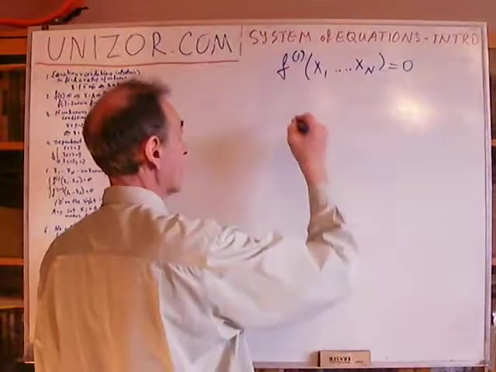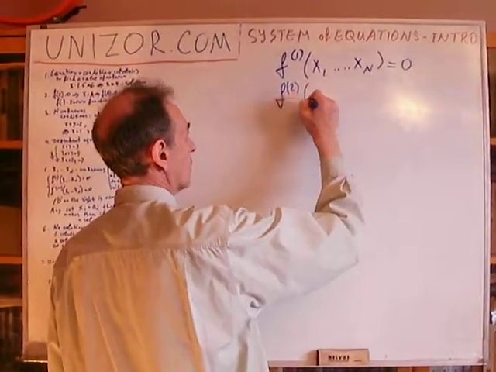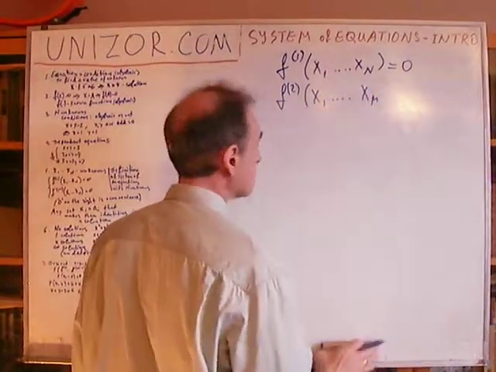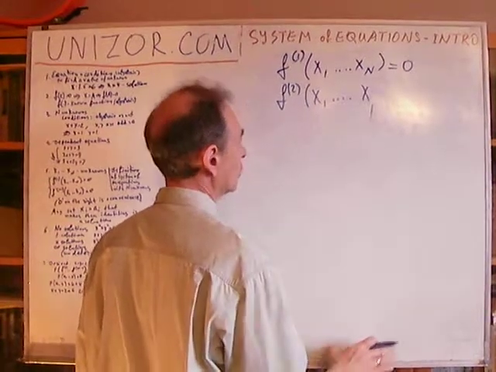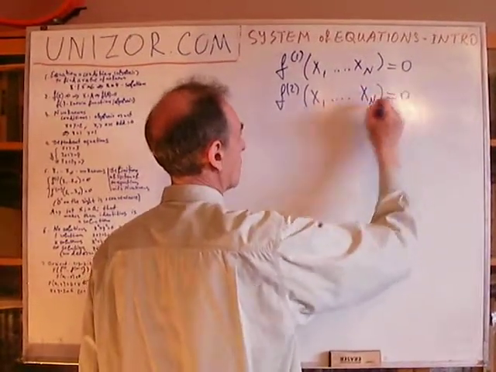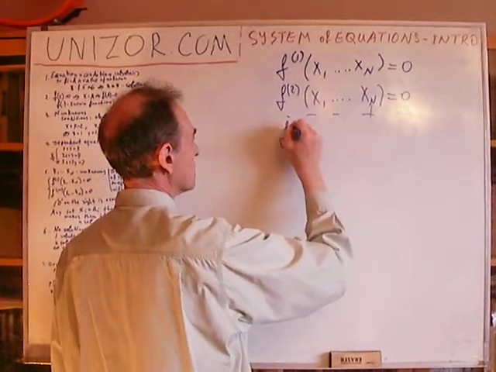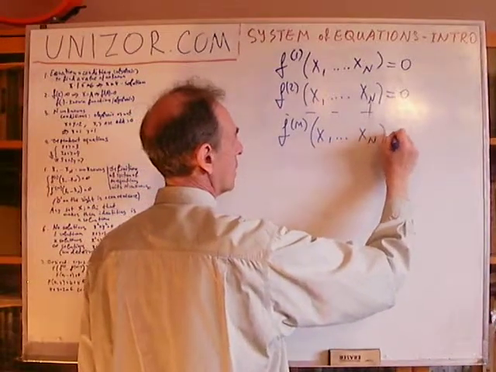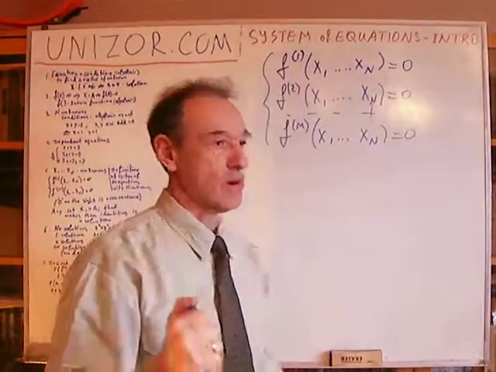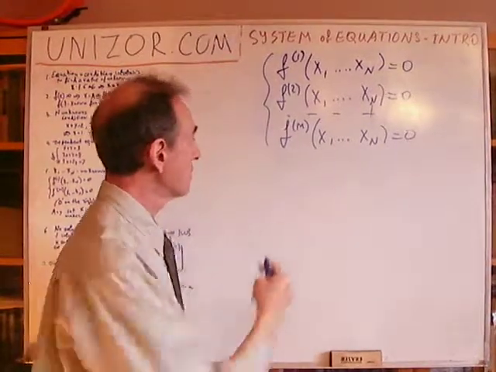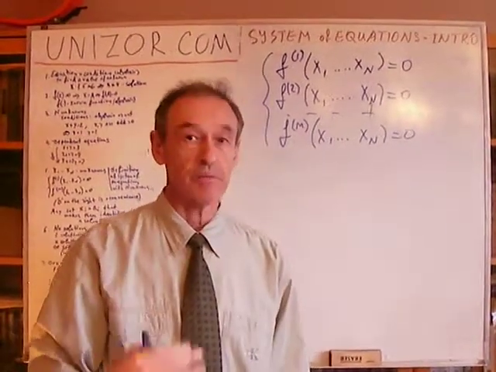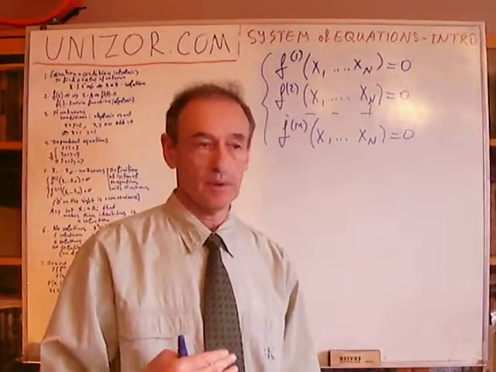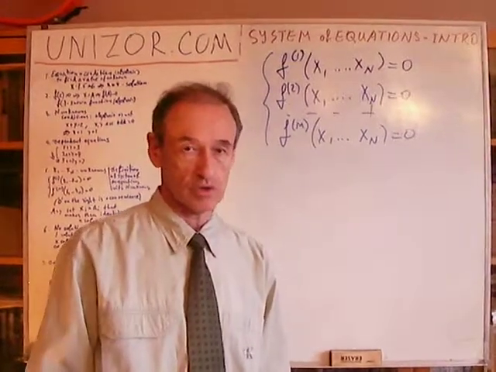Now, we have another function, which is also dependent on the same n unknowns, etc. And you have function number m of the same set of unknowns. And altogether, we are saying that all these m functions represent a system of m equations with n unknowns. This is the general definition of the system of equations.